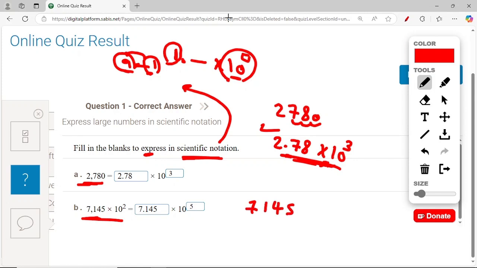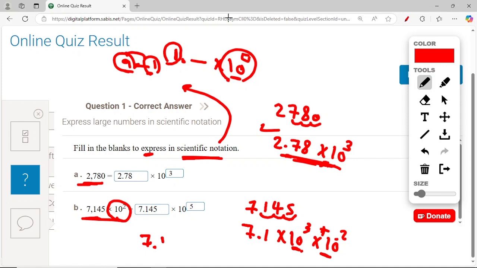Okay, the second number, I have 7145. So let's make it a decimal. We'll move 1 digit, 2, 3. So it will be 7.1 multiplied by 10 to the power of 3. And we have here multiplied by 10 to the power of 2. So these are the same numbers, so we will add the powers here. So it will be 7.145 multiplied by 10 to the power of 5.